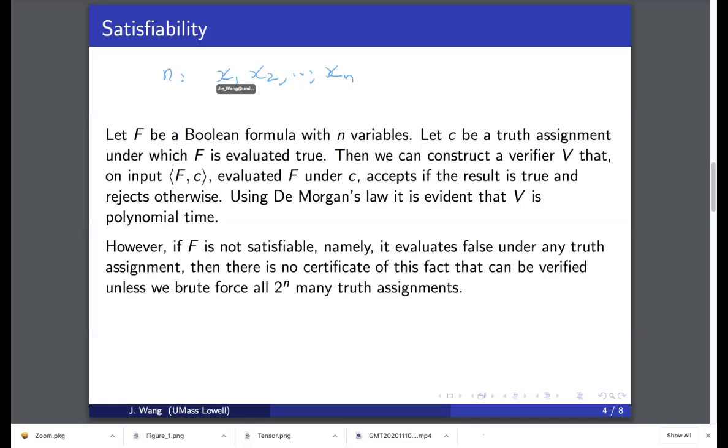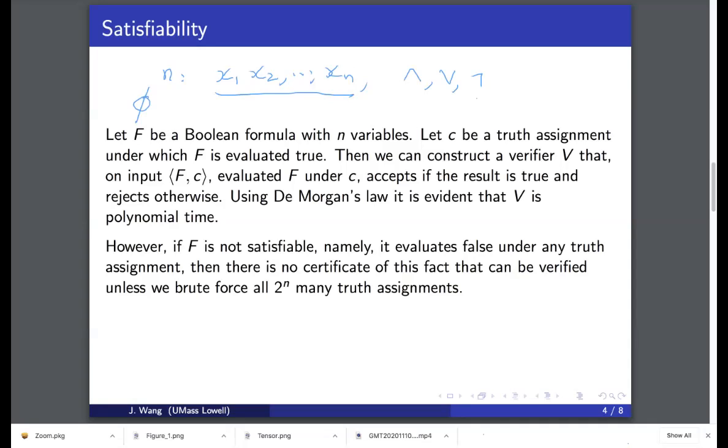And so you use operations: and, or, conjunction, disjunction, and negation, to connect these variables, and you form a Boolean formula. Okay, so then I want to know whether this Boolean formula, let's call it phi, right?